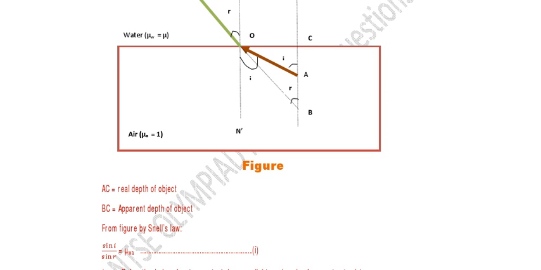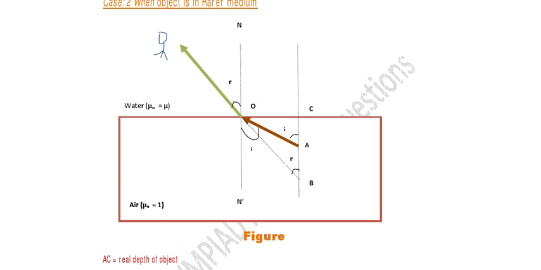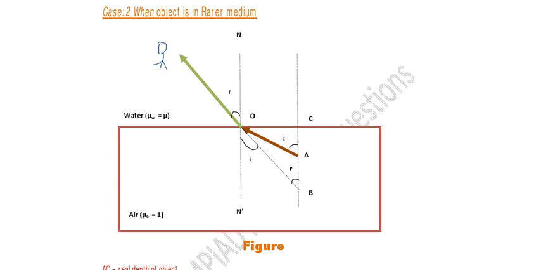a second case. So in our second case, what is happening? Our object which we want to see is in a rarer medium. Okay, so this is our object A. So this object is in a rarer medium, and a person who wants to see this object is in a denser medium. Okay, that person is in water. It is a case that occurs when a person is in a swimming pool, within the water, and he wants to see an object which is outside in air.